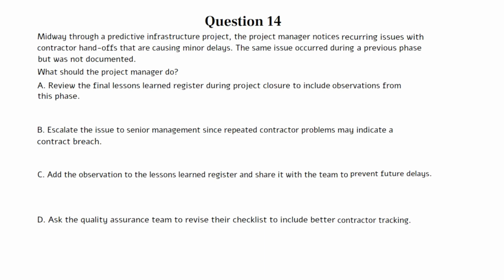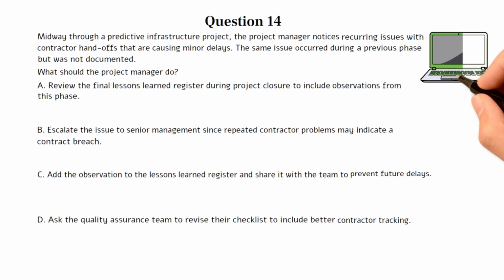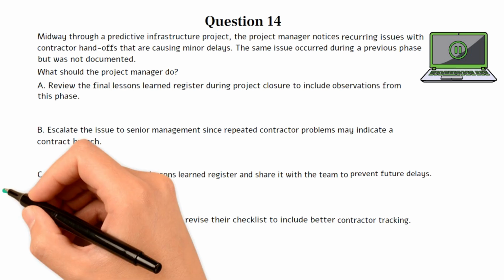A. Review the final lessons learned register during project closure to include observations from this phase. B. Escalate the issue to senior management since repeated contractor problems may indicate a contract breach. C. Add the observation to the lessons learned register and share it with the team to prevent future delays. D. Ask the quality assurance team to revise their checklist to include better contractor tracking. You can pause the video here if you need more time to work on the question. The correct answer is C.